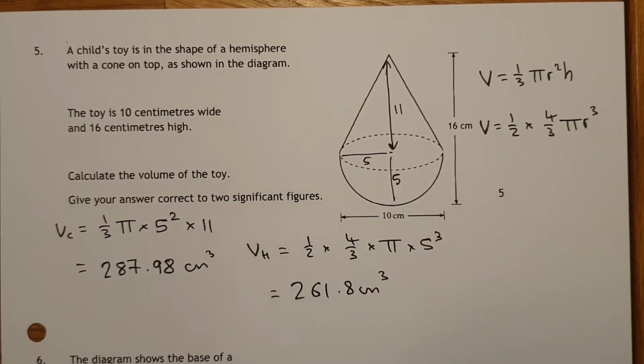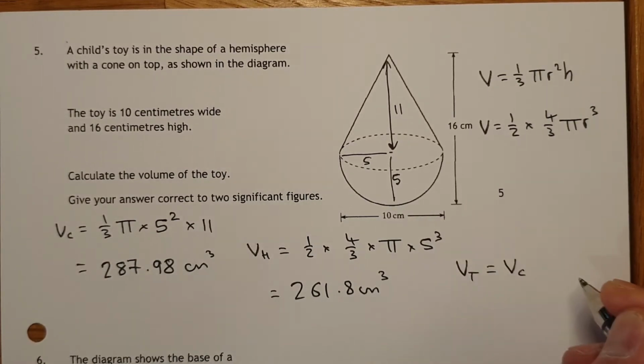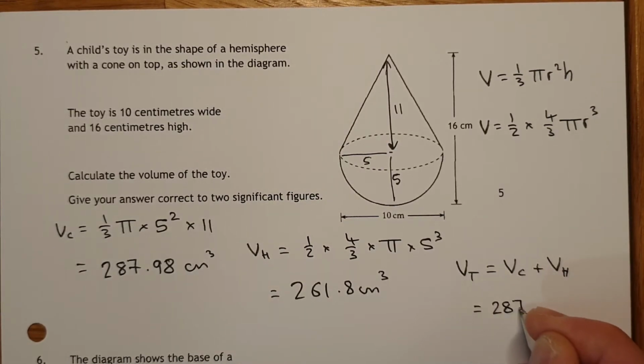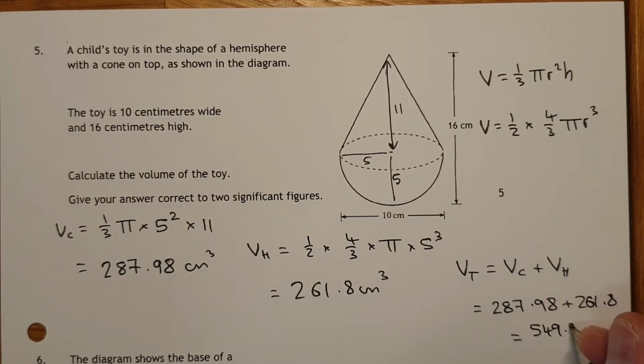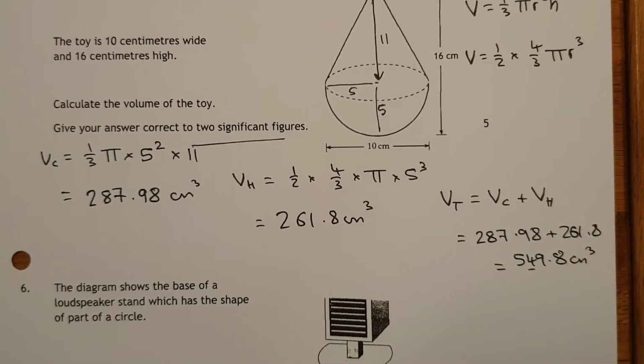Now we need to add up to get the total, so V total is equal to the volume of the cone plus the volume of the hemisphere. So it's 287.98 plus 261.8, and overall that gives us 549.8 cubic centimetres. Now it specifically says give the answer to two significant figures, so 4 is your second significant figure, so it's going to be 550 cubic centimetres, and that is to two significant figures.